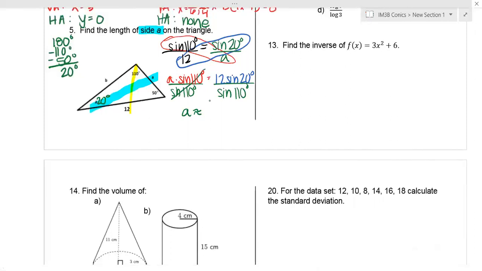So double check your calculators are in degree mode, because I know we did do some things in radians. We do want it to be in degrees for these problems. So I'm doing 12 times sine of 20 divided by sine of 110, and that gives me about 4.4 for my answer. Okay, so remember that we can think about it: if this side's 12 and that's the largest side, my answer for side 20 needs to be a lot smaller than 12, so 4 seems reasonable.